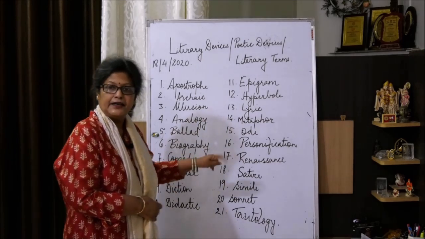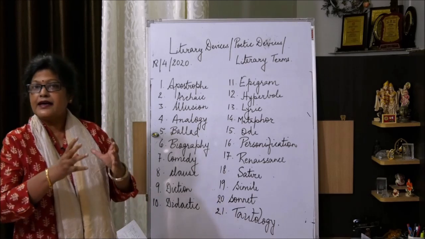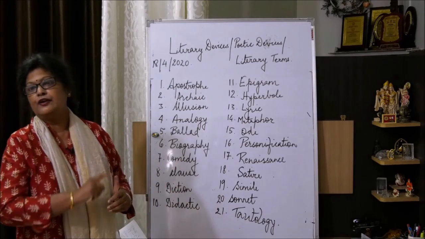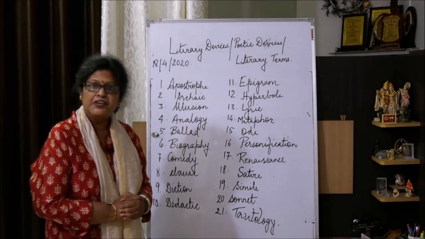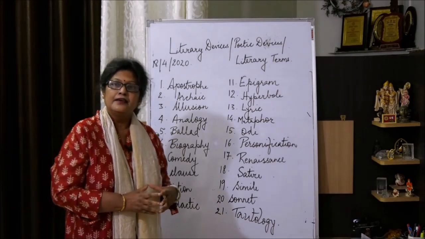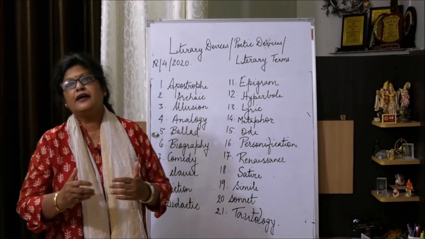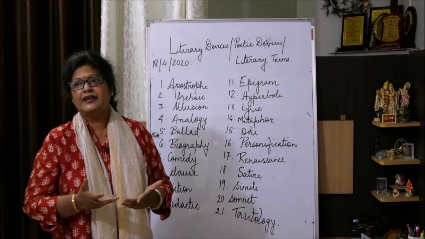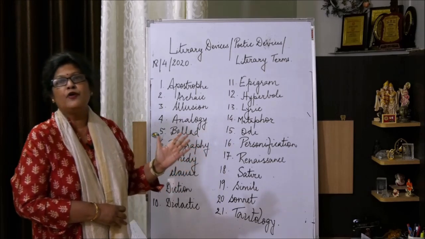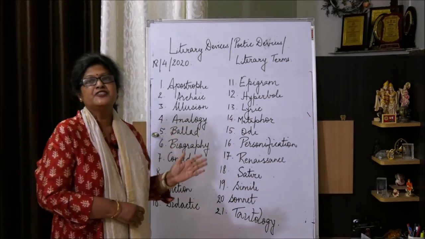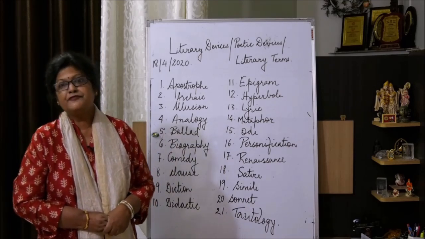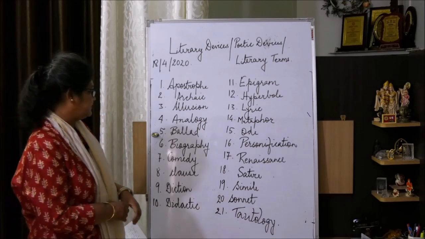Next is satire. Satire exists in the theme of the writing, not in the style of the writing. It has the aim to rectify a wrong that is prevalent in the society by making fun of it. And this form of writing, satire, was very much prevalent in the later half of the 17th and the first half of the 18th centuries.